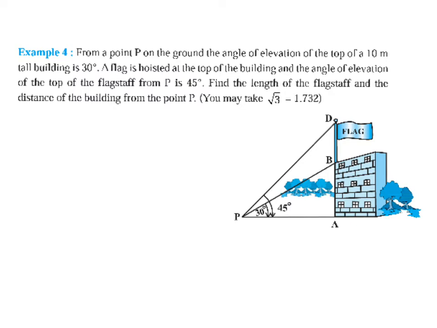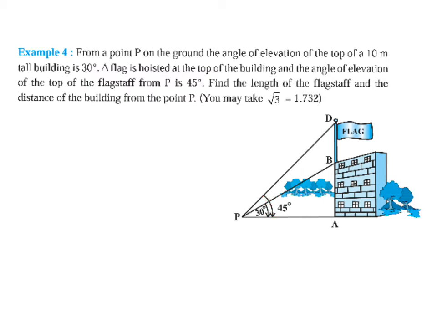Let's try this. From a point P on the ground, the angle of elevation of the top of a 10 meter tall building is 30 degrees. So from here to the top of the building, this angle is 30 degrees. And the height of the building is 10 meters. A flag is hoisted at the top of the building and the angle of elevation of the top of the flag staff from P is 45 degrees. So from here to the top of the flag staff, the angle of elevation is 45 degrees.